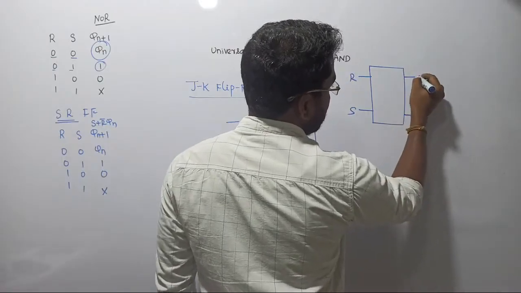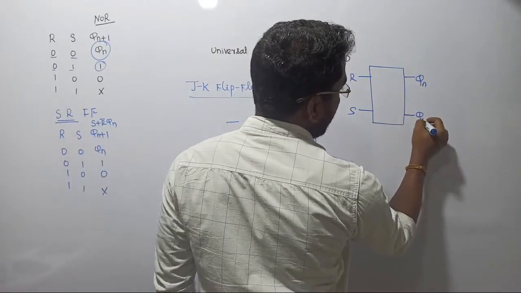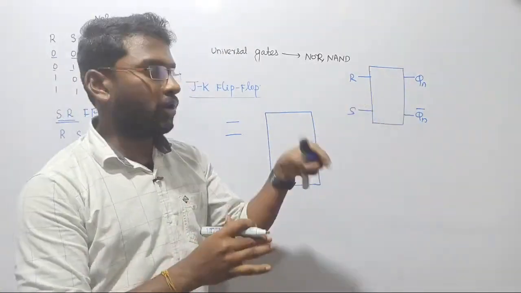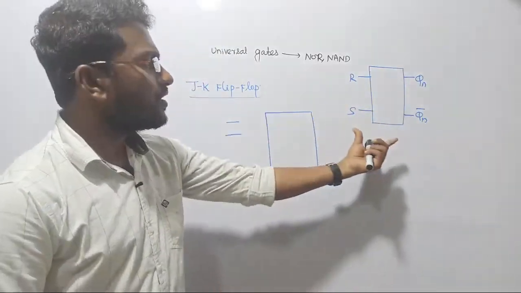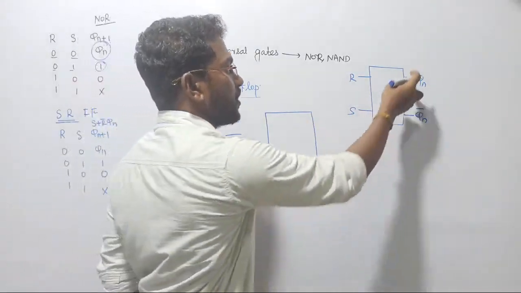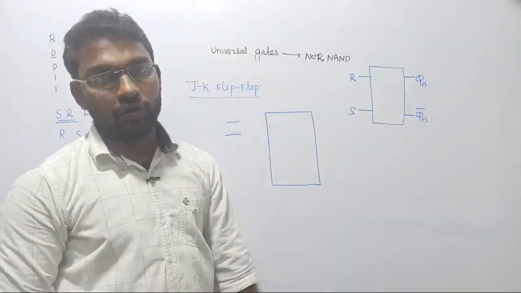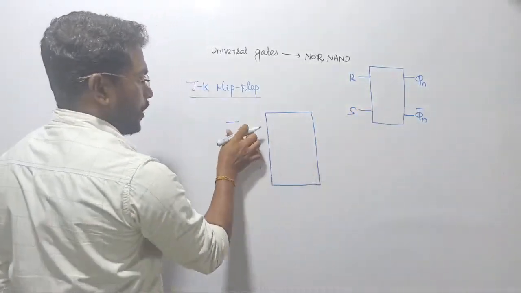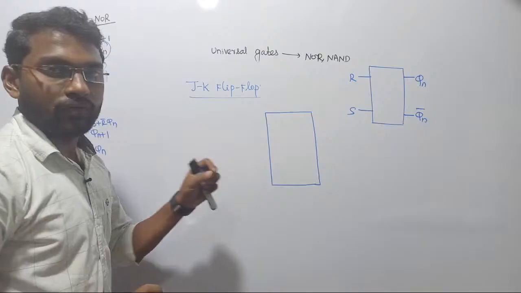Now we can simply put Qn and Qn bar here, because I am not going to do any comparison between past output and present output at all. This is simply the representation of your flip-flop, the layout of your SR flip-flop. So let us come back and take the layout of the SR flip-flop.